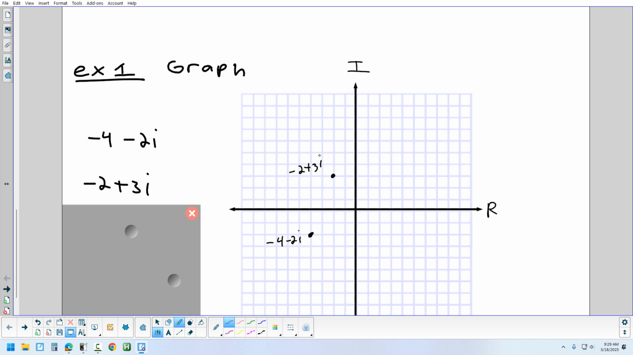The reason I'm showing you how to graph is 2 reasons. One, this distance from here to here is very important. We're going to talk about that. The other thing that's important is the quadrant that the complex number lands in.